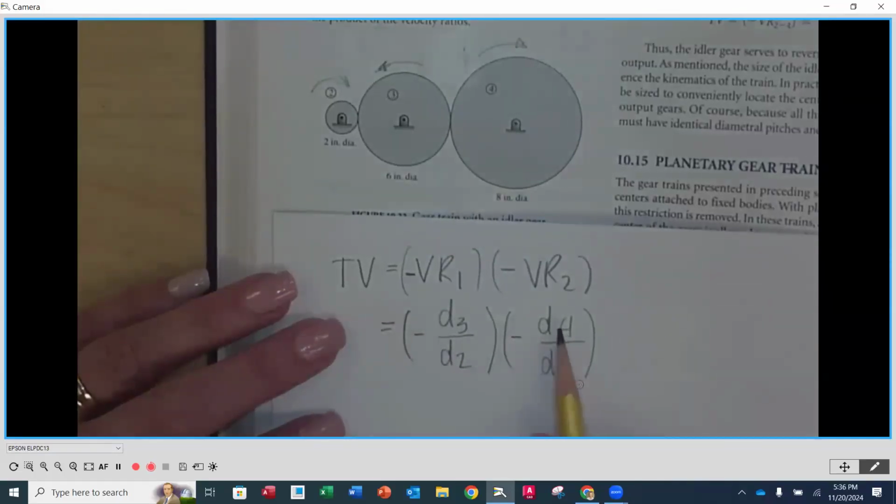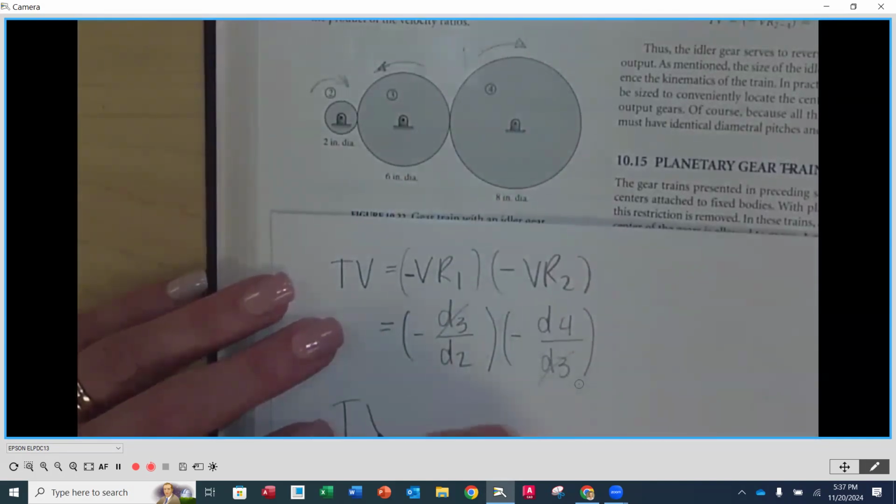Notice if I multiply across the top and divide by the bottom, what happens to the diameter 3 for the train value? It cancels out. It has no bearing on the train value whatsoever. The negative signs are going to multiply together, and now these are going to go in the same direction because there are 2 reductions. So these would multiply together.